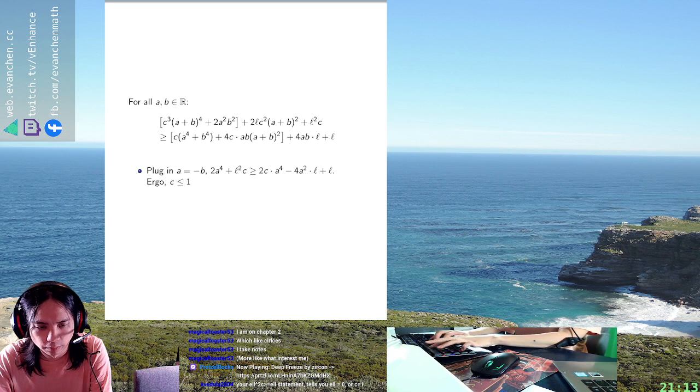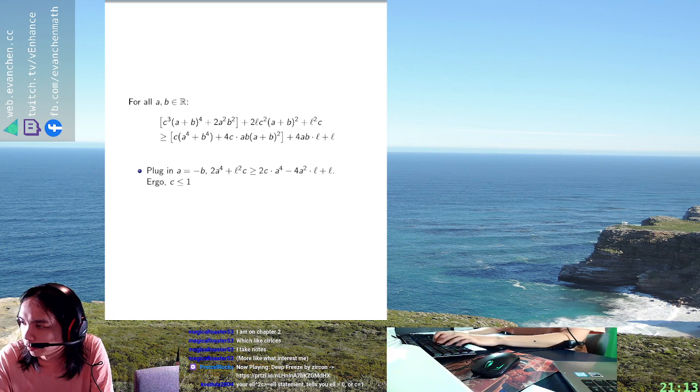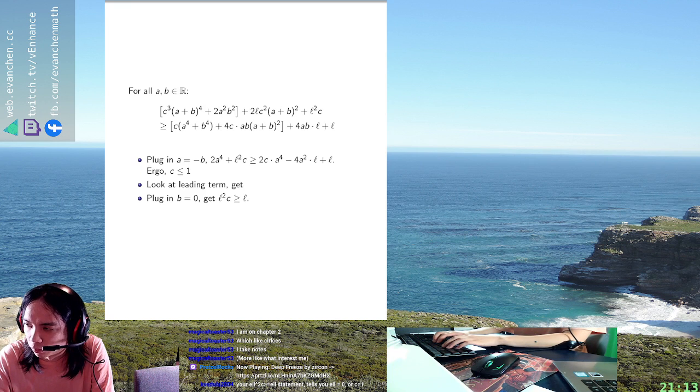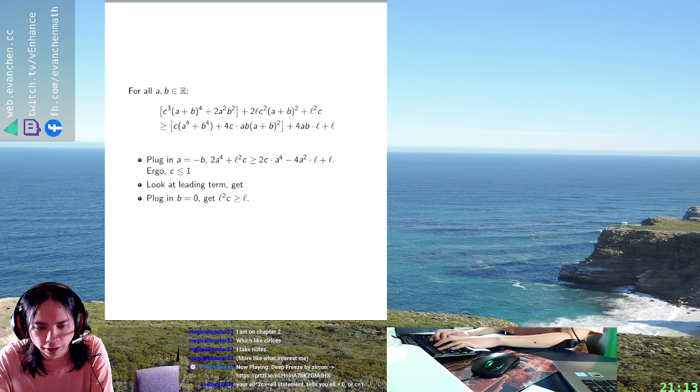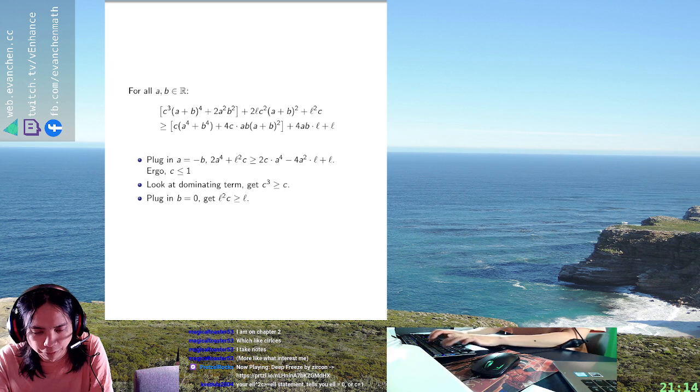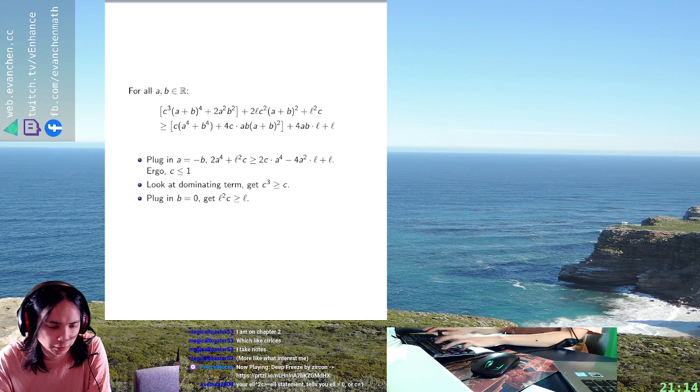And then plug in b equals 0, okay. And then finally look at the leading term, get some convoluted thing, so look at the dominating term, get c cubed at least c. In addition, we showed that if c cubed is at least c, in fact the degree 4 part is okay, meaning the part on the left is at least the part on the right.